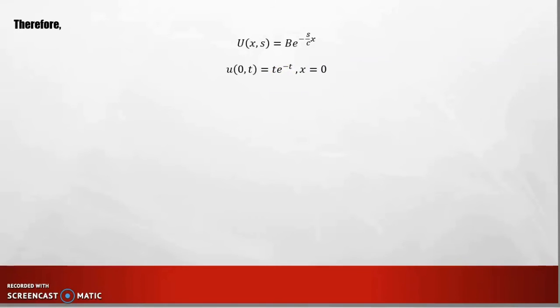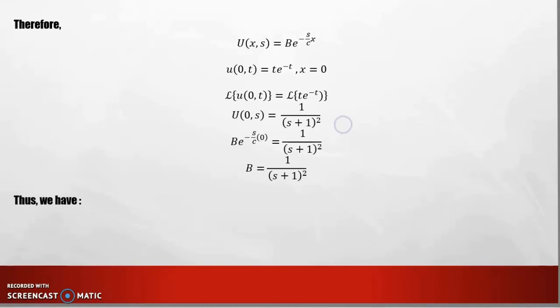Next, we have to take another boundary condition to find the value of B. In order to substitute this boundary condition into the capital U(x,s) equation to find the value of B, we have to transform the boundary condition by using the Laplace transformation first. The Laplace transform of u(0,t) will transform into capital U(0,s). While by using the hint in the question, the Laplace transform of this will be equal to 1 over (s+1) squared. Now only we can use the boundary condition in order to find B.